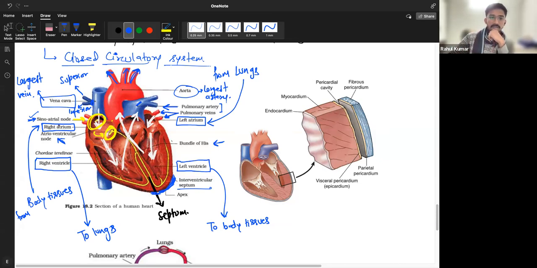So between the right atrium and right ventricle, there is a valve known as the tricuspid valve at this junction. Let me use yellow again. Here, which I'm marking, is the tricuspid valve, and right here is the bicuspid valve. So you should write it. Between the left atrium and the left ventricle, there is a valve called bicuspid. Bi means two, cuspid means two flaps are there in that valve.